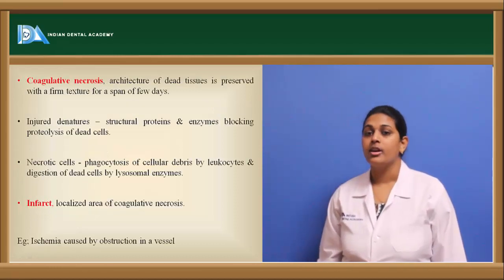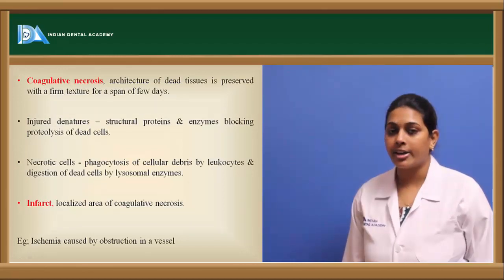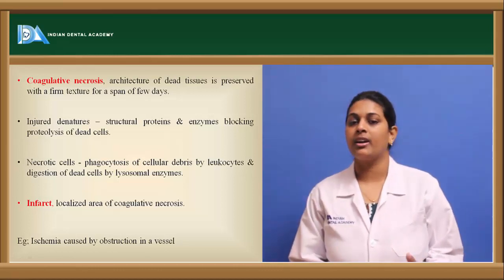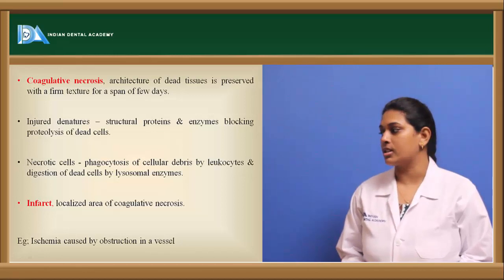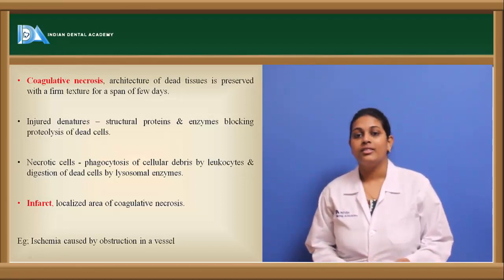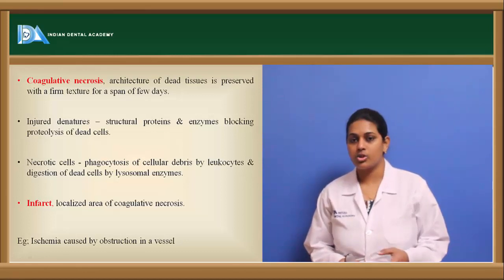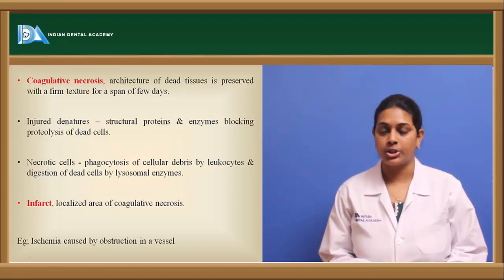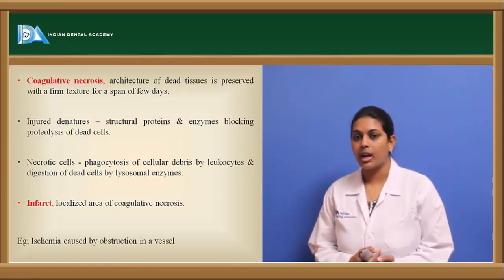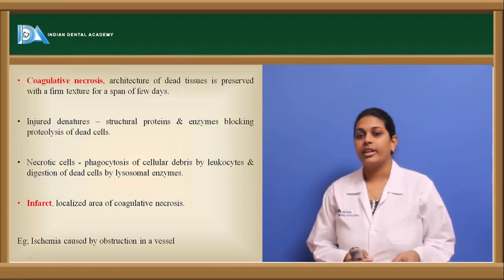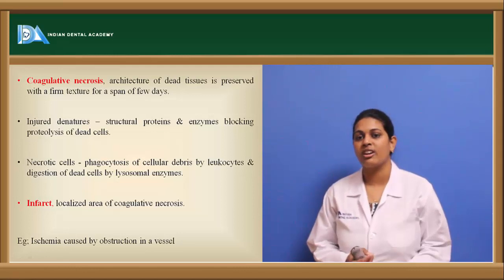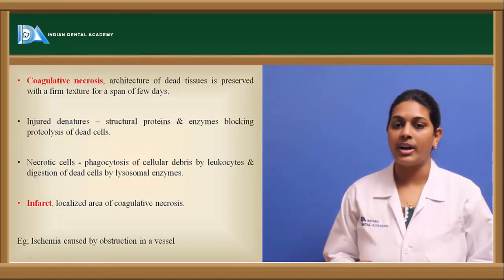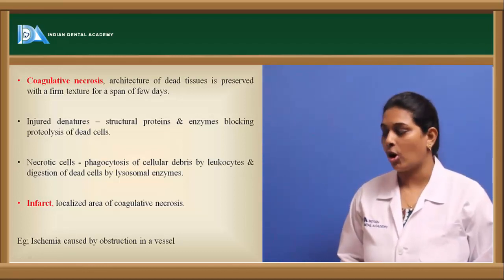Coming to coagulative necrosis, it is a type of necrosis where the architecture of the dead tissue is preserved, and it is preserved in such a form that there will be a firm texture for a few days. In a gross specimen we can see that this tissue is firm on touching. This is majorly because of the injury denaturing the structural proteins, as well as the enzymes which block the proteolysis of the dead cells, which provides this kind of architecture in coagulative necrosis.